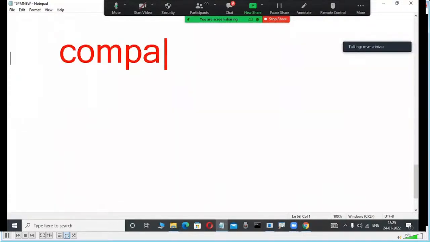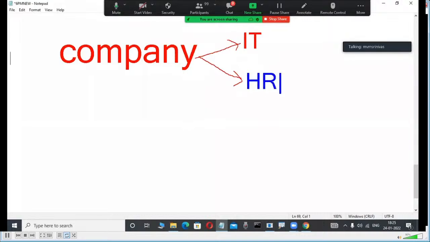Here one company is there. A simple scenario. In this company, what do we have? Two departments are there, for example purposes. Observe here. One company has so many departments, but I'm taking two departments for your understanding. IT is a department, and also HR is a department.